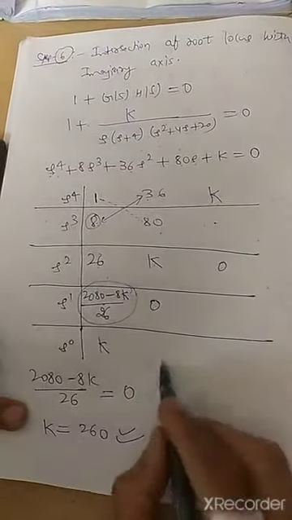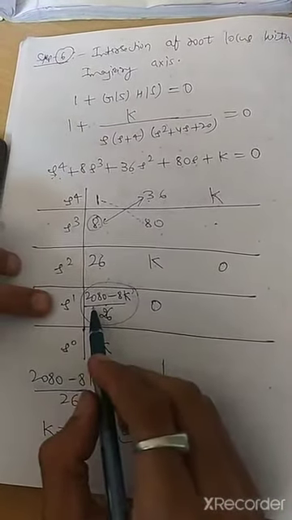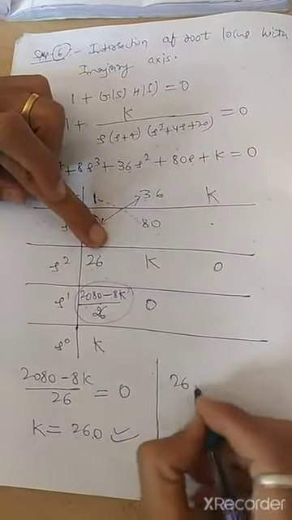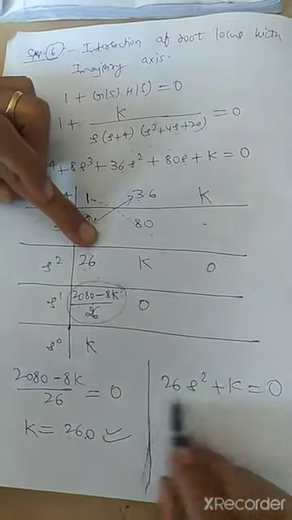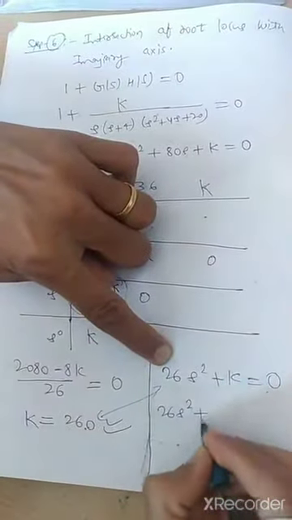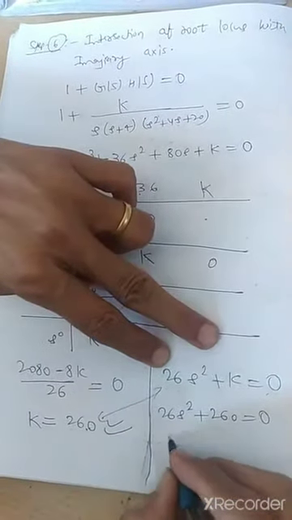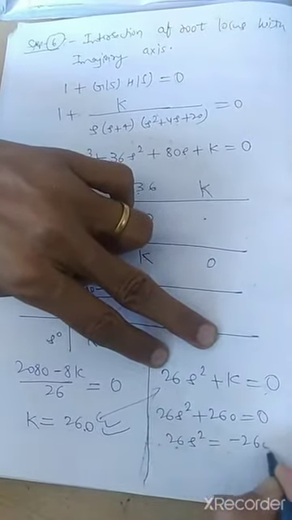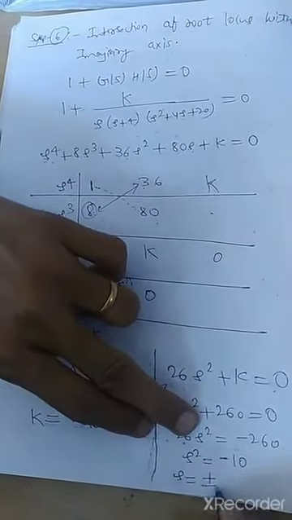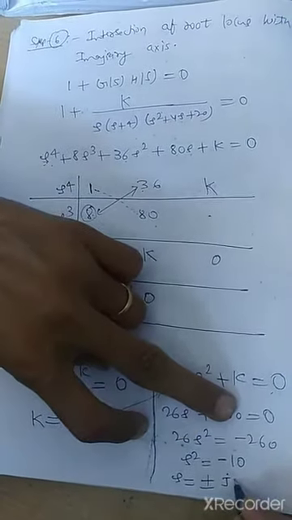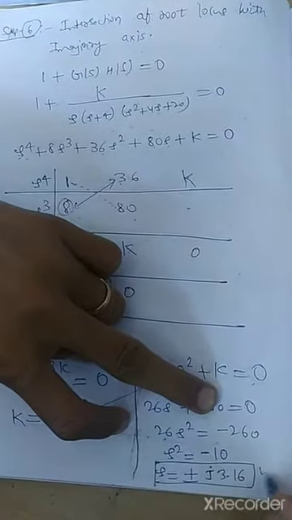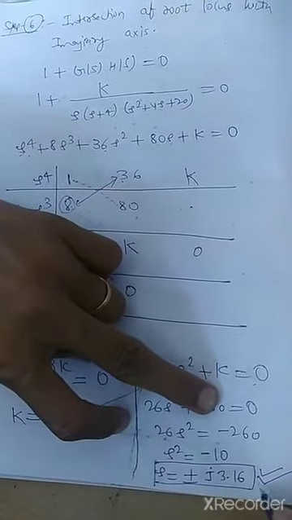Now first of all make the auxiliary equation from the above step. So 26 s square plus k equal to 0. In this equation, put the k value we just found. So 26 s square plus 260 equal to 0. So 26 s square is equal to minus 260. It means s square is equal to minus 10. So we will find s equal to plus minus j 3.16. So this is the imaginary axis point where the root locus will cut the imaginary axis.